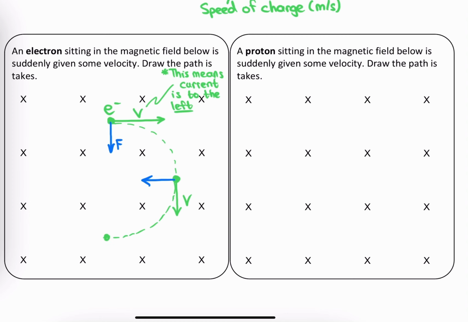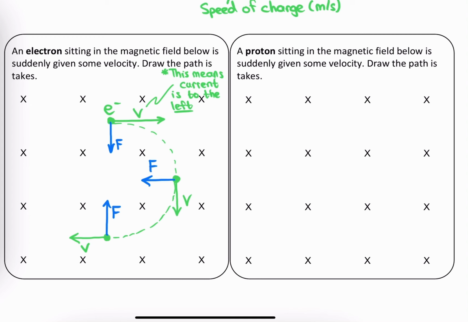Now let's draw this again. Now my electron is going to the left side of the page. So, finger into page. Electron's going left, so that means current is to the right. And I see here my middle finger is now pointing up. And I think you maybe are starting to see what might be happening here.